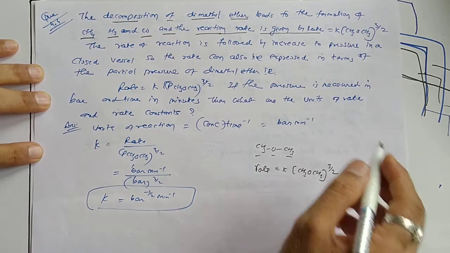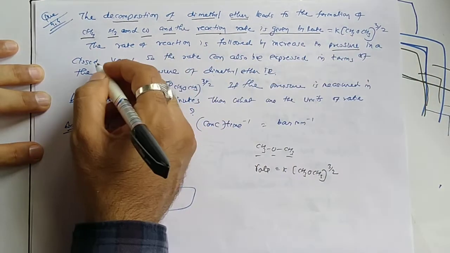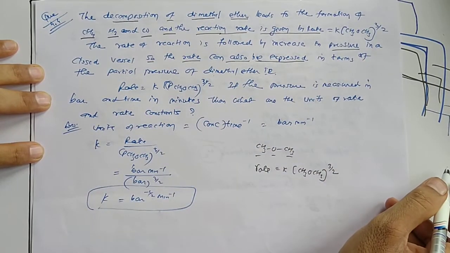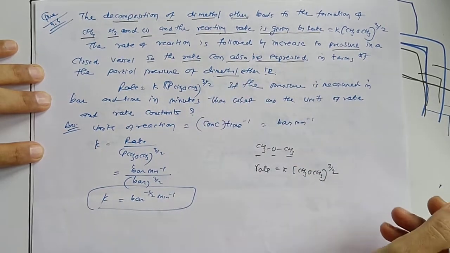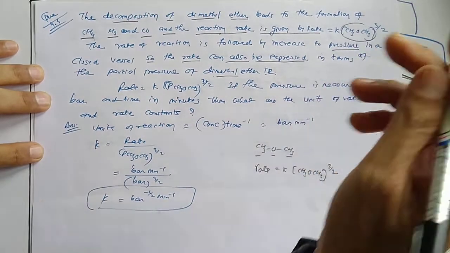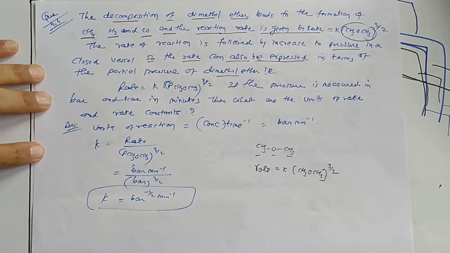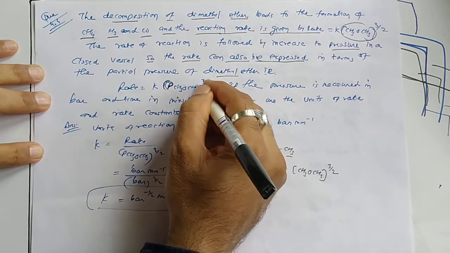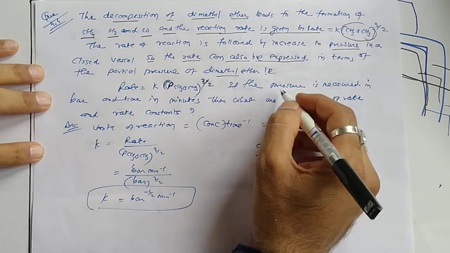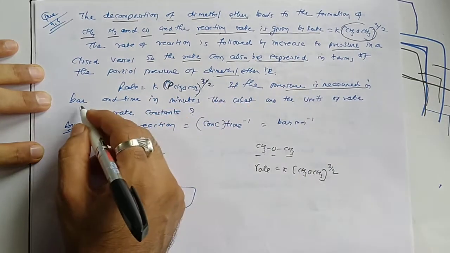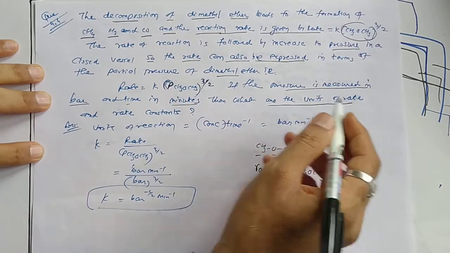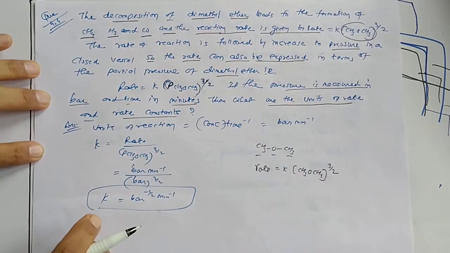The rate of reaction is followed by increase in the pressure in a closed vessel, so the rate can also be expressed in terms of the partial pressure. If we are taking the concentration of ether in gaseous state as a pressure, so partial pressure is taken raised to 3 by 2, meaning order of reaction is 1.5. If the pressure is measured in bar and time in minutes, what are the units of rate and rate constant?